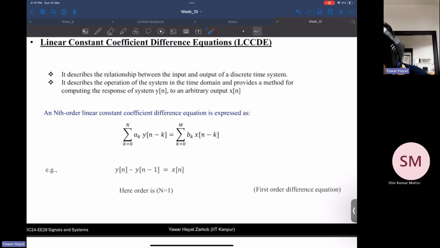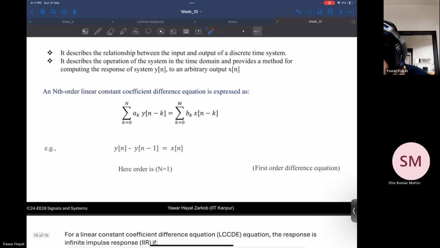What is the order of this LCCD equation? The order is determined by the capital N here, the maximum value that this k takes. Here, the maximum value that k takes is 1, so the order is 1. And this is a first order difference equation.